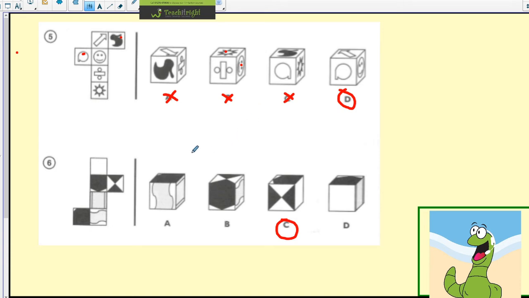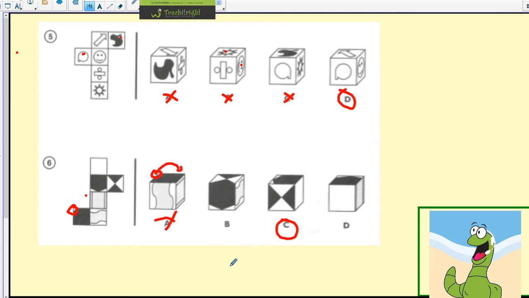Right, number 6. Why cannot it be A? Let's see. Well, these lines are coming into the side there. That's fine. But if you look, this little white corner here is on the top right-hand side, which would be the side closest to here. But now it's on the bottom, on the side furthest away from the square. So this should be in that corner. So that's why it's not A.